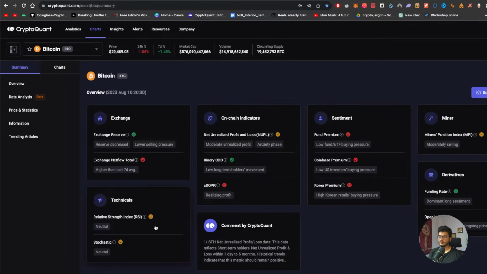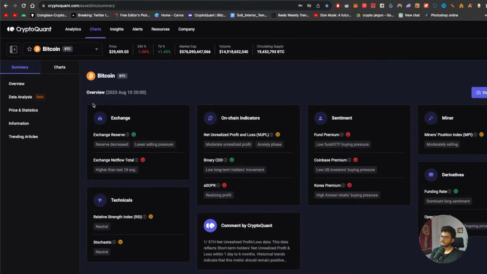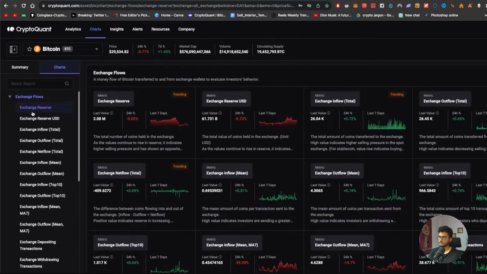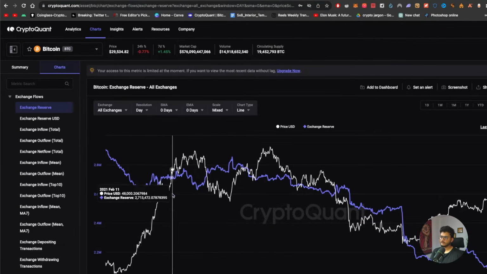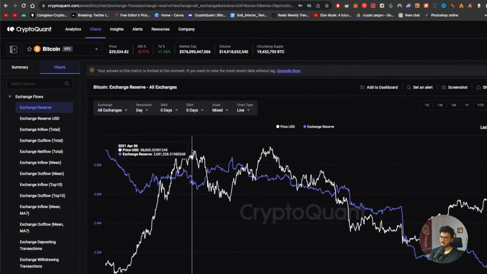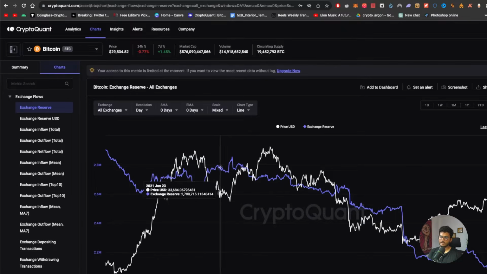For everything, there are explainers. You can click on the I button and get the explanation on what this thing is, and you can look more closely at this data by clicking on charts. So let's look at exchange flows. So first of all, let's look at exchange reserves, and here you can see a correlating chart between the price of Bitcoin and exchange reserves. So whenever the exchange reserves are high, we see that the price is low.